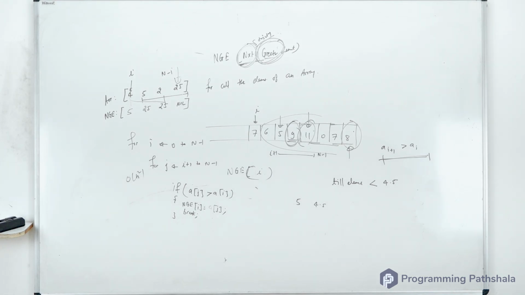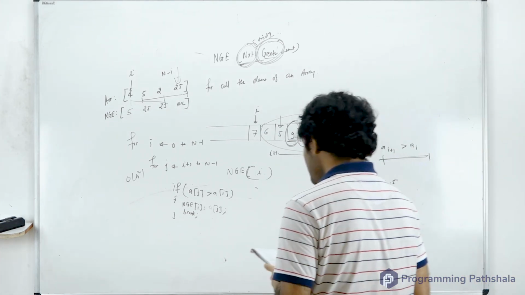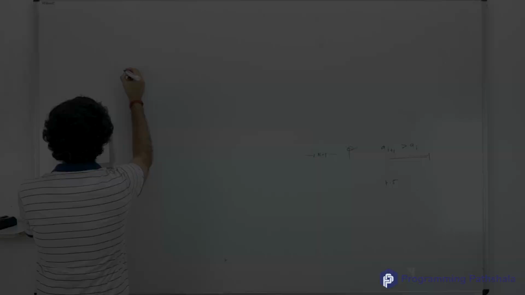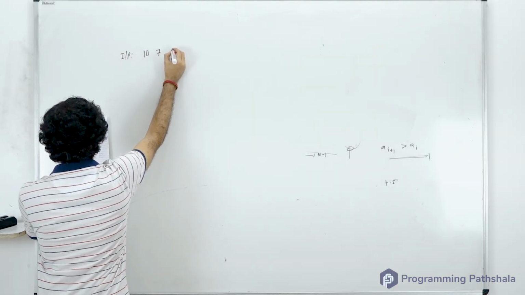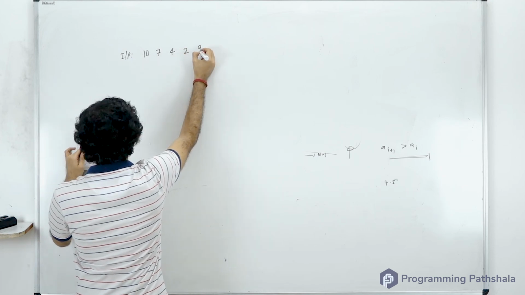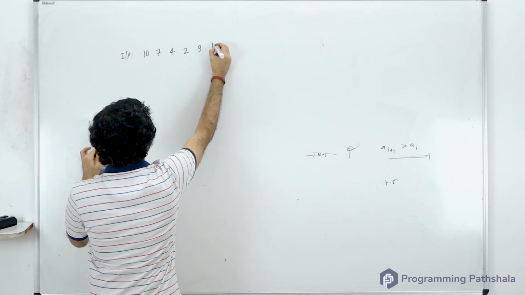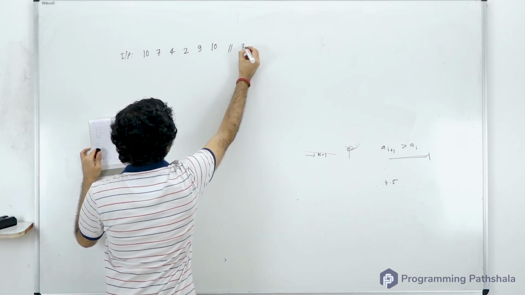Think of the last element as top of the stack. So if those last elements were the top of the stack, would it not be possible for me to get rid of them in order one time? Yeah. So that is exactly what we are supposed to do. And I'll just try to show you how that is going to look like. Let's say my input was 10, 7, 4, 2, 9, 10, 11, 3 and 2.